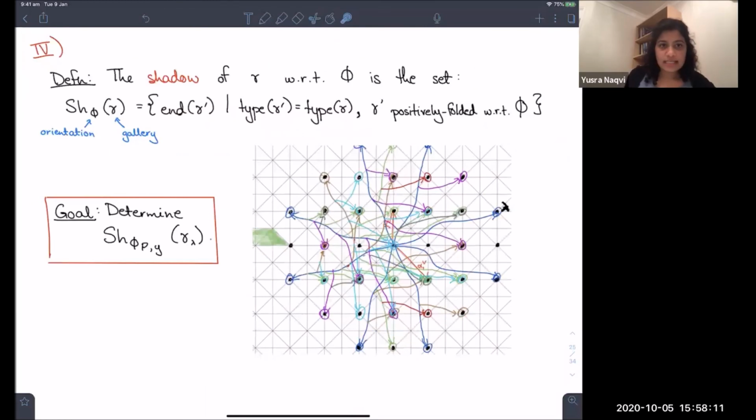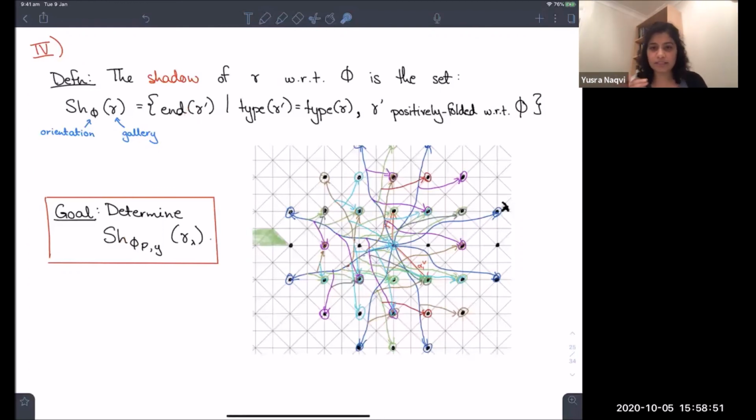what I want to do is determine when I have a gallery of specified type. So what I'm looking for is the shadow of a gallery with respect to an orientation. And I'm going to define this to be the points I can hit by using a gallery of a certain type that is positively folded with respect to an orientation. And I want to be able to do this for my chimney orientation in particular, but there's a broader question here of what these shadows would look like, which is really which endpoints do I get when I fix a type of a gallery and insist that I only have a certain kind of fold.